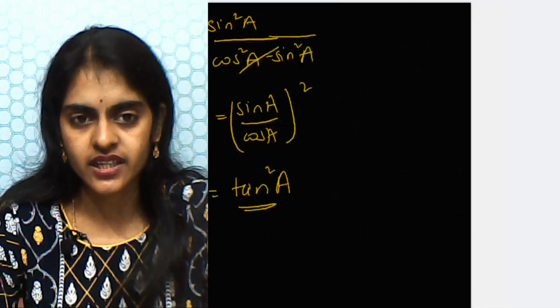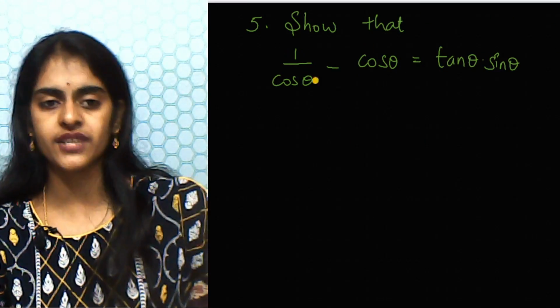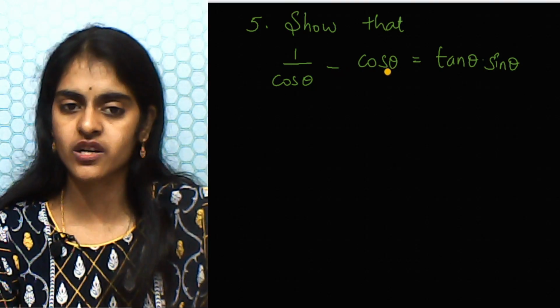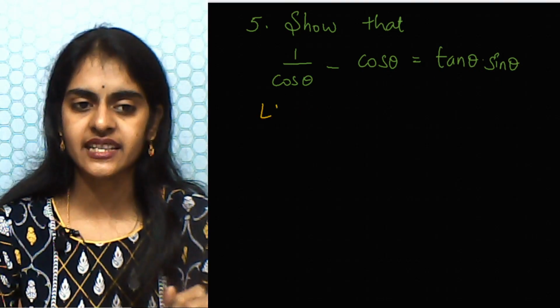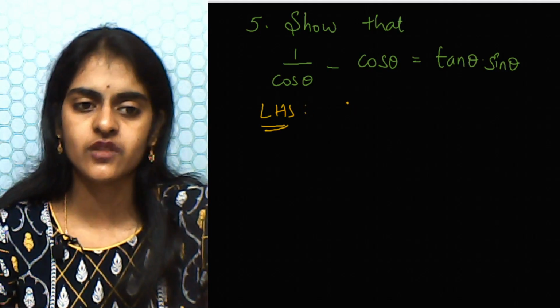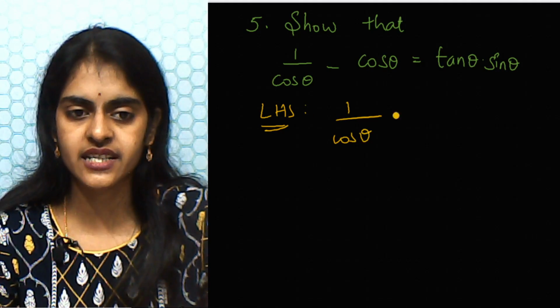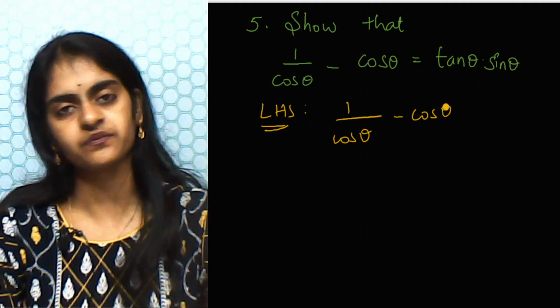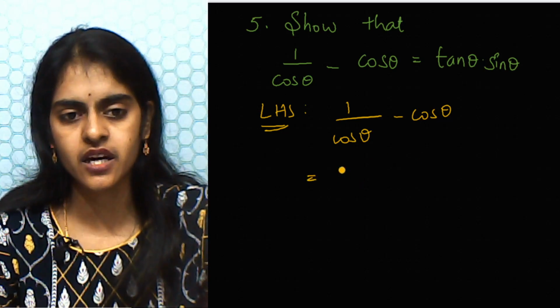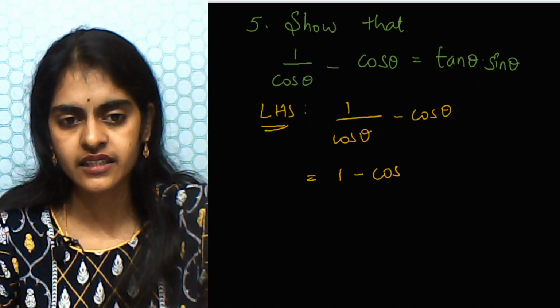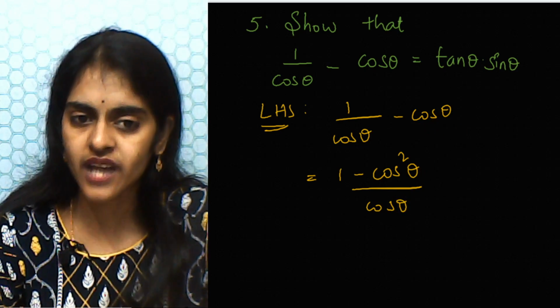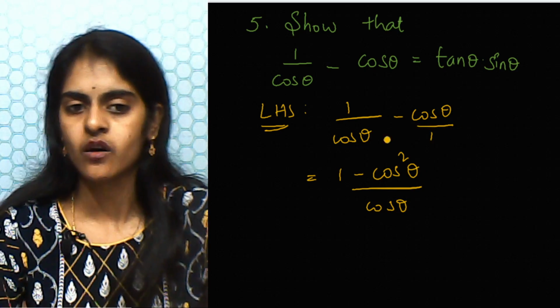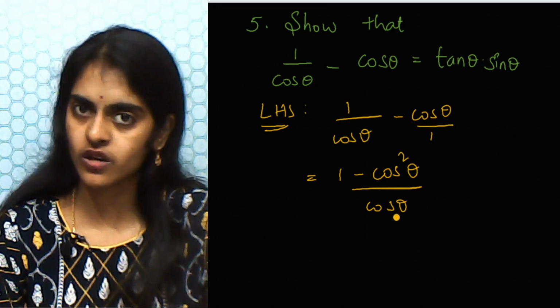Okay, so let us move on to the next one. You have to show that 1 by cos theta minus cos theta is equal to tan theta sin theta. Now let us take the LHS part. So it is 1 by cos theta minus cos theta. Let us take LCM. So it is 1 minus cos square theta divided by cos theta. Here you don't have anything, which means it is 1. So cos theta and 1, LCM is cos theta.